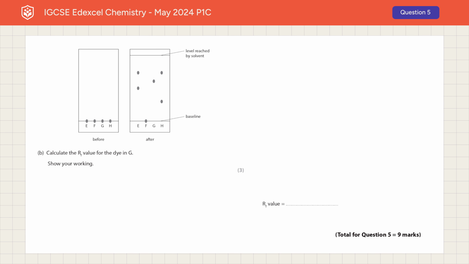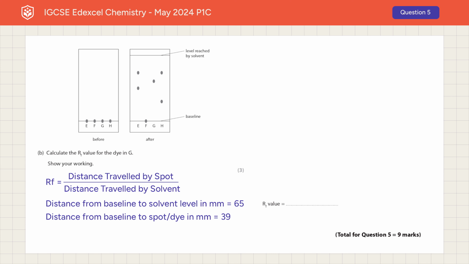The final part of question 5 wants us to calculate the Rf value. The Rf value is a constant for a given dye under specific conditions. The formula is Rf equals distance moved by spot divided by distance moved by solvent front. For the dye in G, measure the distance from the baseline to the center of its spot. Then measure the distance from the baseline to the solvent front. That's the level the solvent reached.